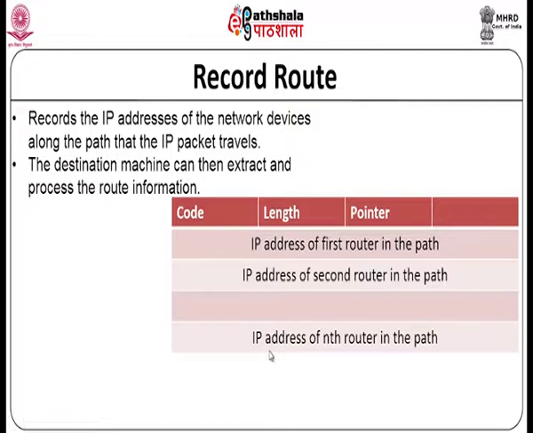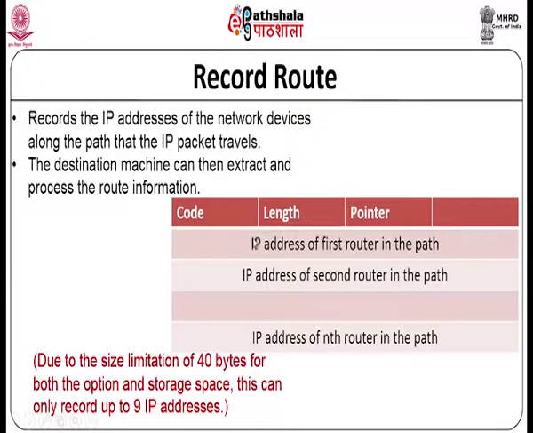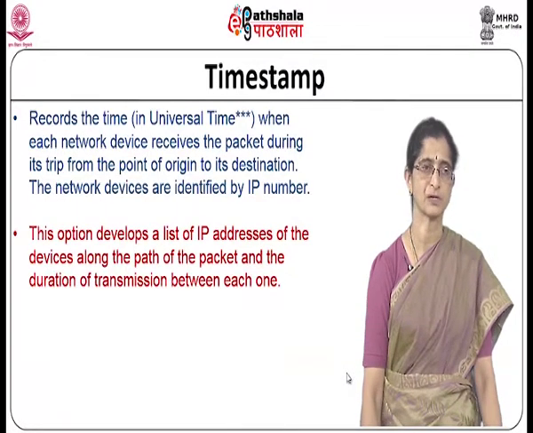It may be for debugging purposes, or for measurement purposes, or for whatever network management purposes. The only limitation that we have here is on the size, which is that you have a limitation of 40 bytes for both the option and the storage space. So this can normally record only up to 9 IP addresses. If you visit more than 9 IP addresses, obviously you will lose that information. That is one of the limitations that we have with the record route option.